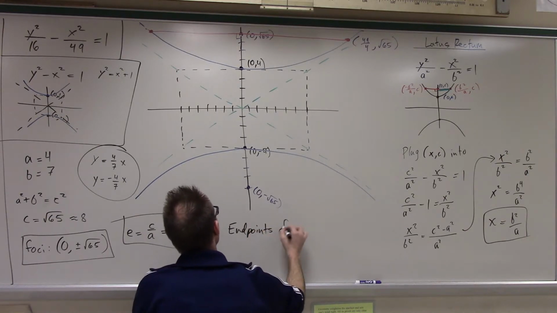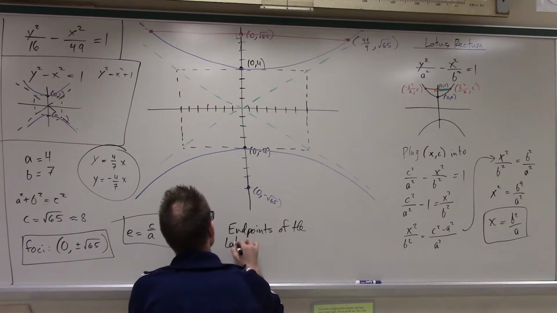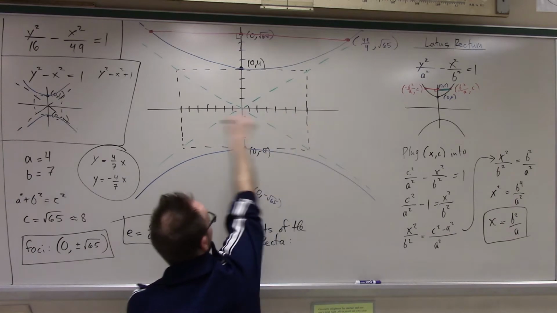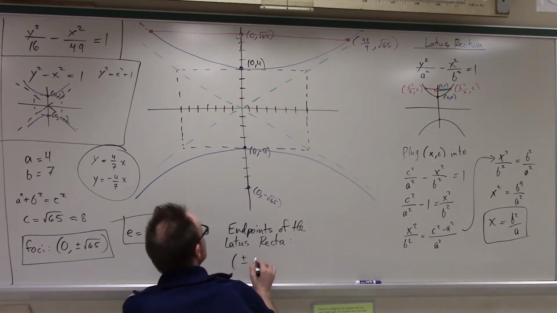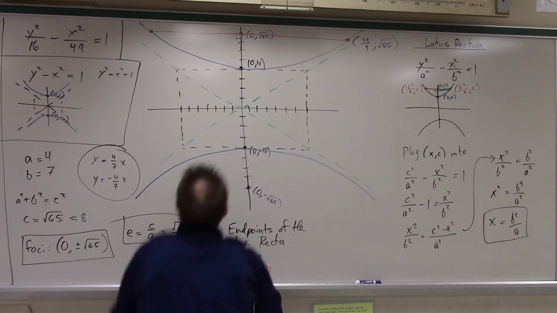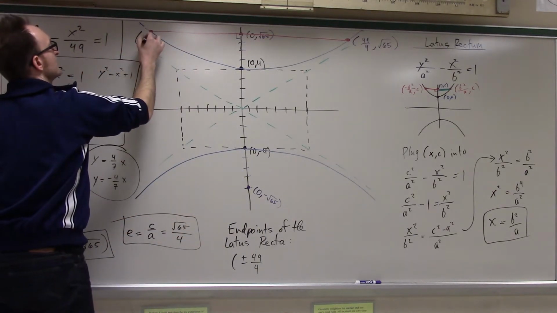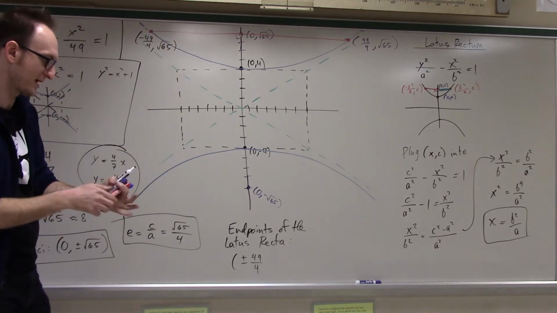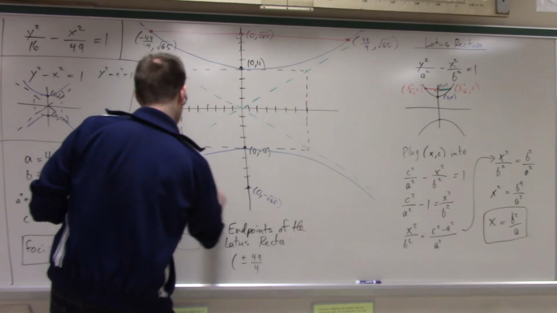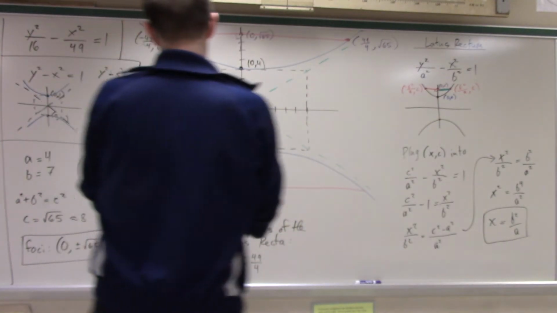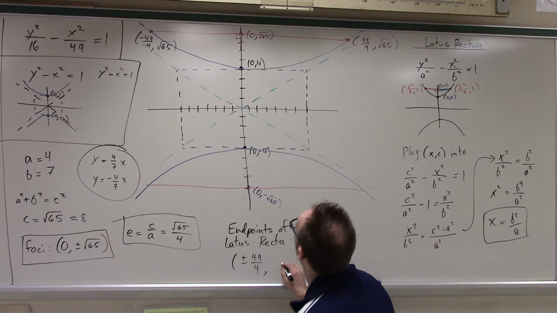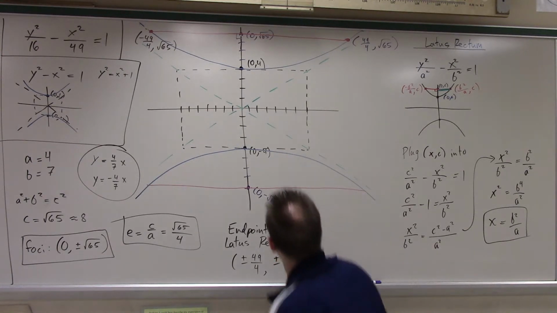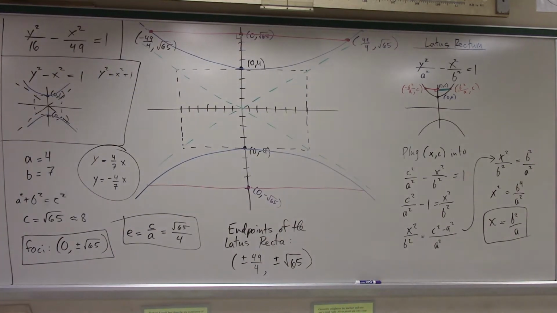All right, so the final result is that the endpoints of the latus recta, I believe they're called, are basically at plus or minus 49 fourths, because that one is at 49 fourths, this one's going to be negative 49 fourths, root 65. But then there's two more down here, right? Because there's a whole other latus rectum, just like there, and that's something like plus or minus root 65. Okay, so that's the basics.